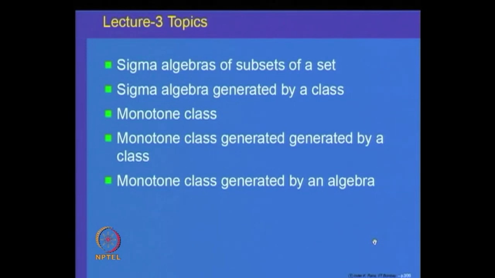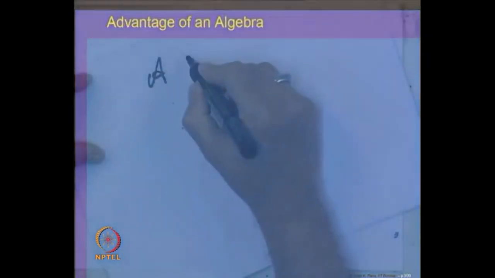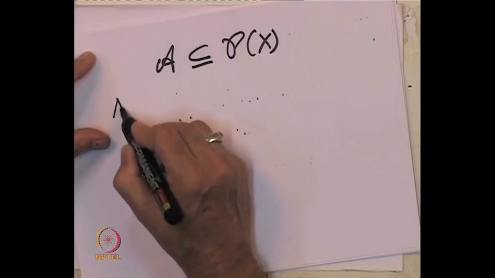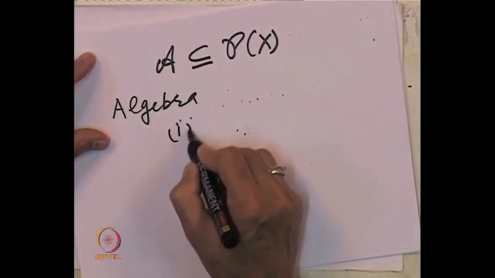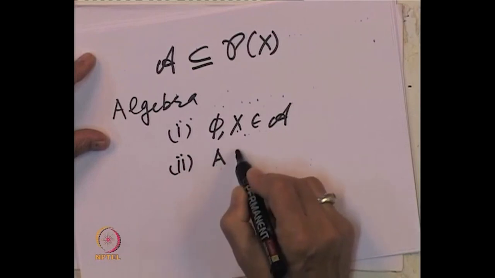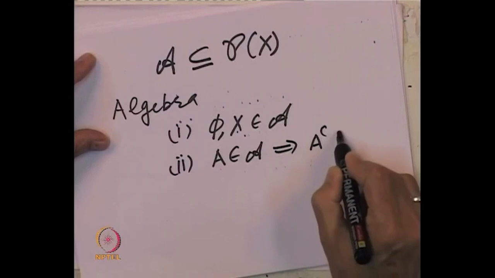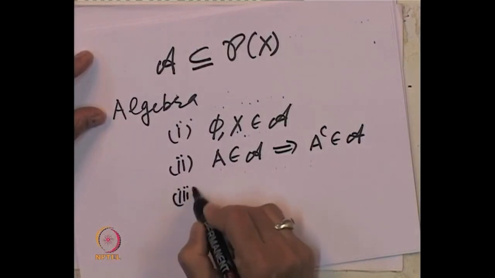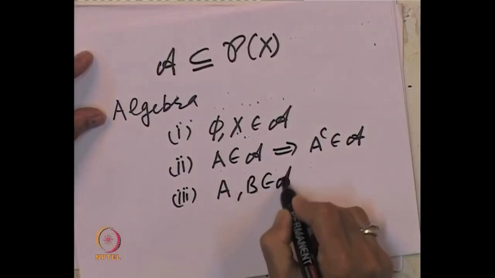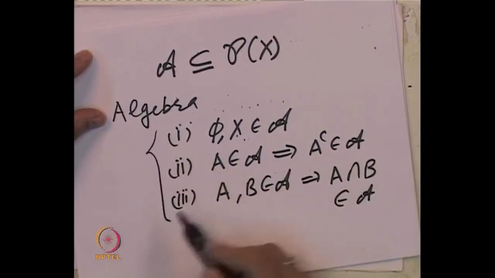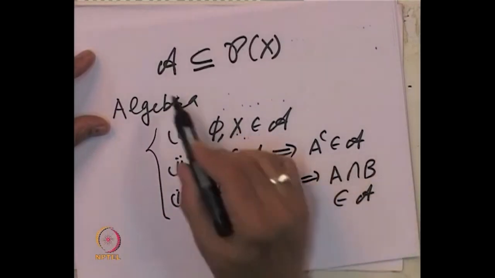So, let us just recall what we had started looking at, namely the algebra. We said an algebra of subsets, so a class of subsets A contained in P of X, that is the power set of X, is called an algebra if it had the properties: 1, the empty set and the whole space X are members of A. Secondly, whenever A belongs to A, that implies its complement is also inside the class A. That is, the class A is closed under the operation of complements. And the third property was, whenever A and B belong to A, that implies A intersection B belongs to the algebra. So, these are the three properties that define a class A to be an algebra.